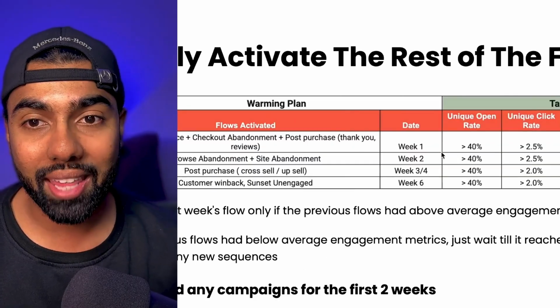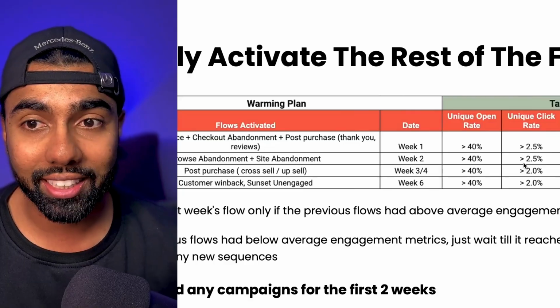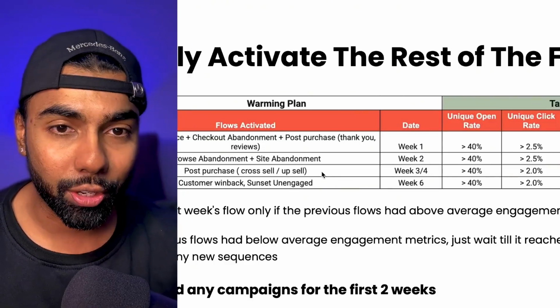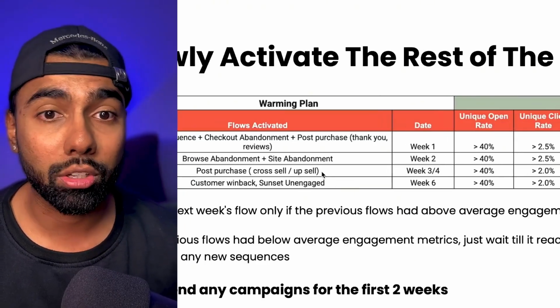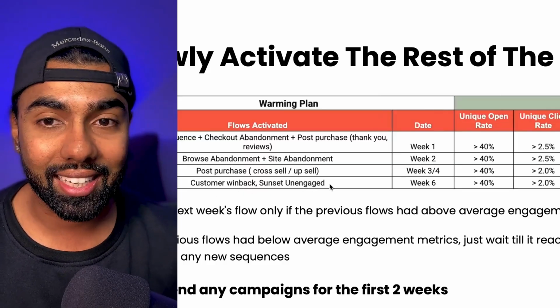Then it's the same story that by the end of the second week, as long as you're getting 40% open rate and a 2.5% click rate, you can then switch on the next flows, which is going to be your cross-sell, upsell emails within your post-purchase flow. And then by week 6, you can switch on your customer win-back flow and sunset unengaged.